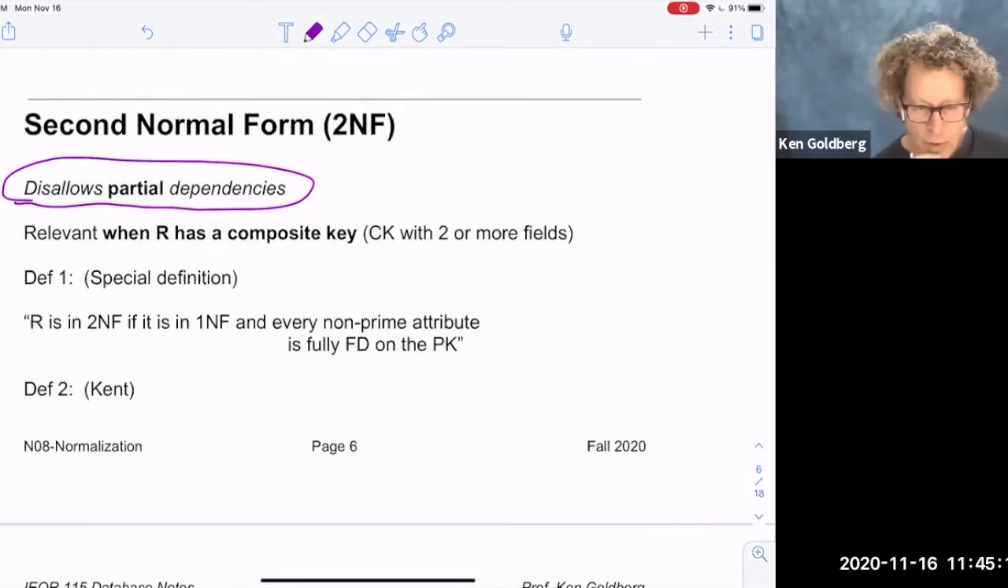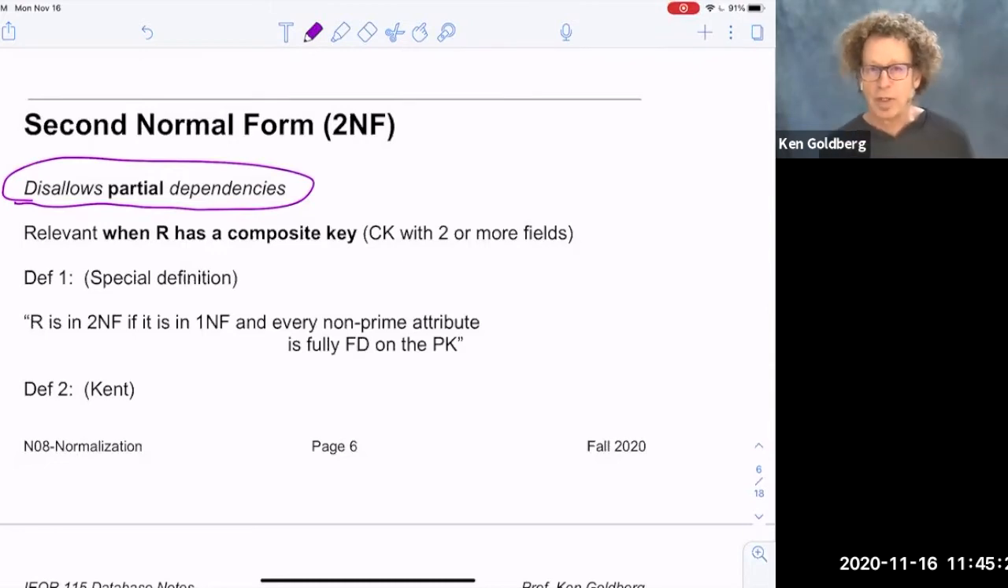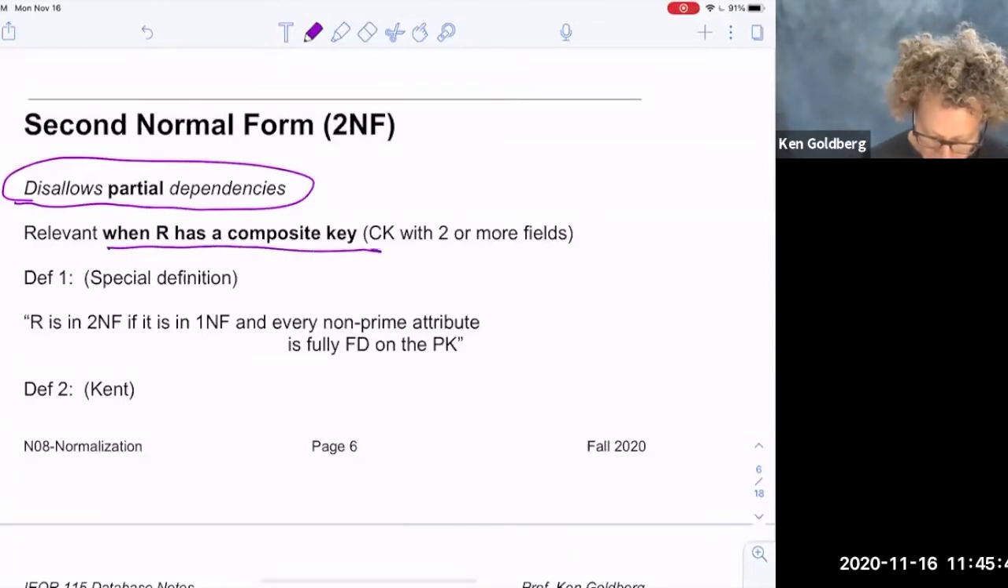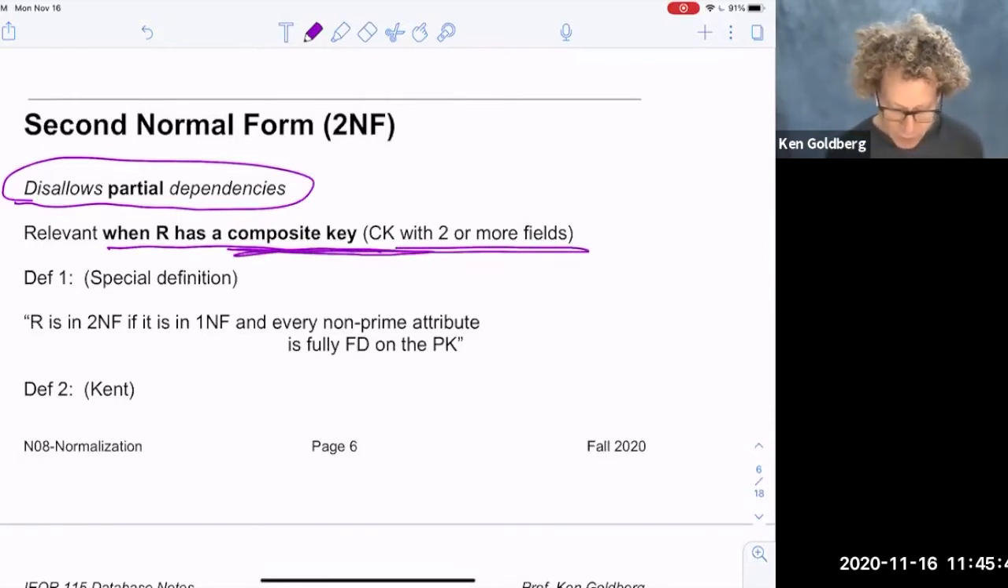And remember what a partial dependency is? That's where you have a candidate key and you have attributes that are determined by a subset of the candidate key. So to have a subset of a candidate key, this only applies when you have a composite candidate key, where it has two or more subfields. There are different definitions of this, and here's how we'll write it here.